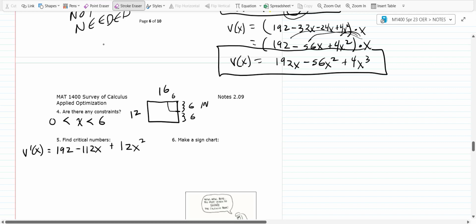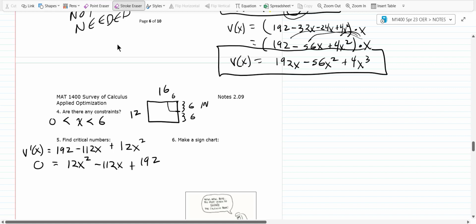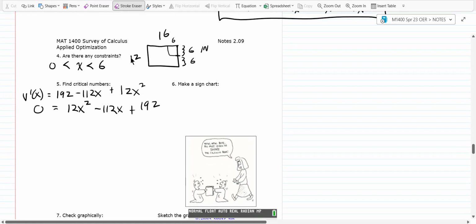Okay, what I'm going to do is set that equal to 0. And I'm going to write this like this. I'm going to put it in this order because what happens in this problem is it may not factor. Those are big numbers, and if it's a quadratic equation, then the best thing to do is to just plug this in the quadratic formula, which is what I'm going to do.